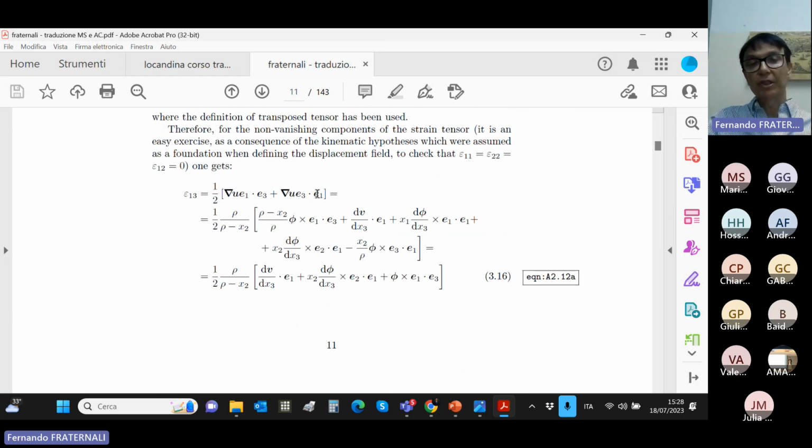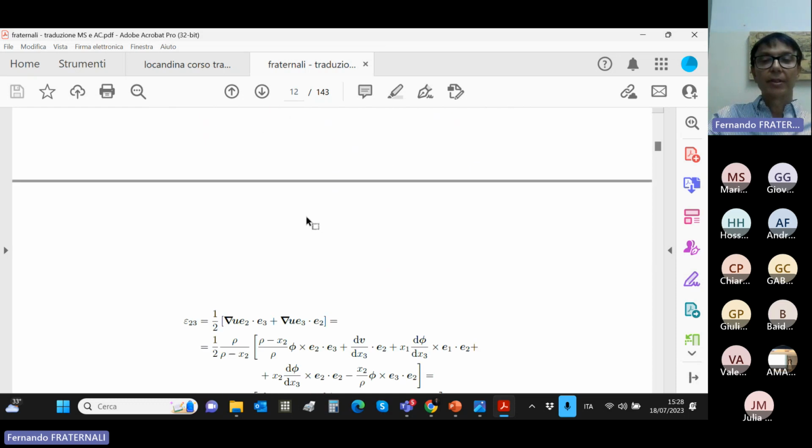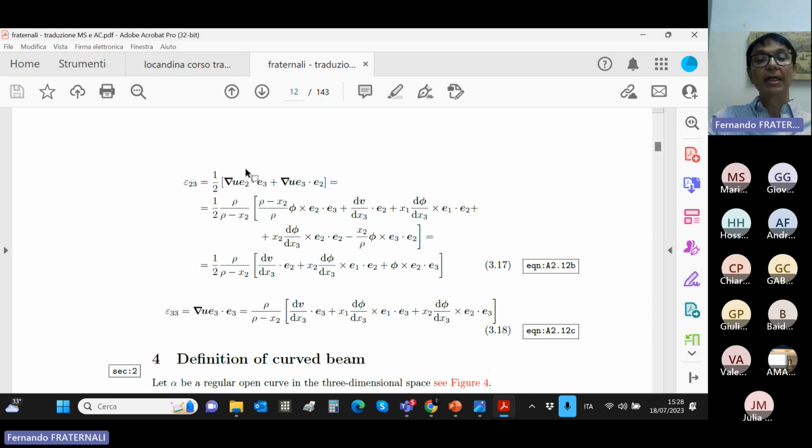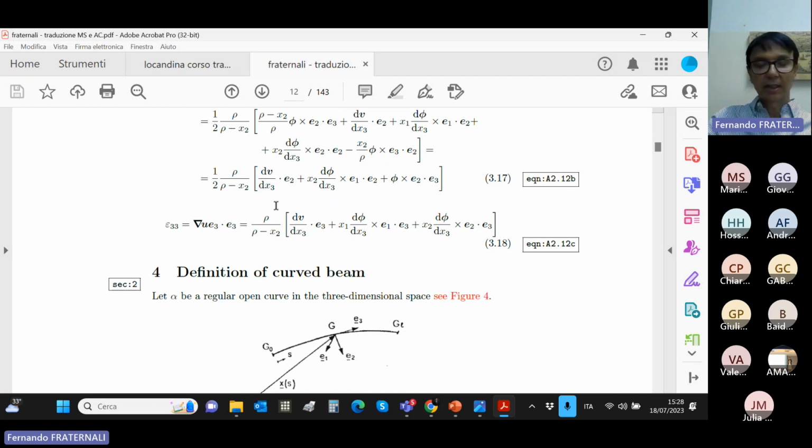The first two equations give the deformation related to the change of angles between the directions 1,3 and 2,3. So those are the shear strains, associated with the change of angles between directions 1 and 3 and 2 and 3. The third one is just the axial strain over the axis line.